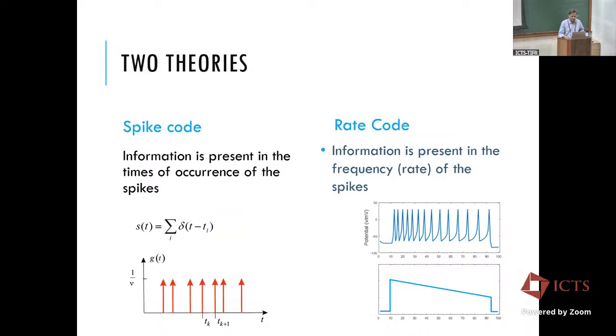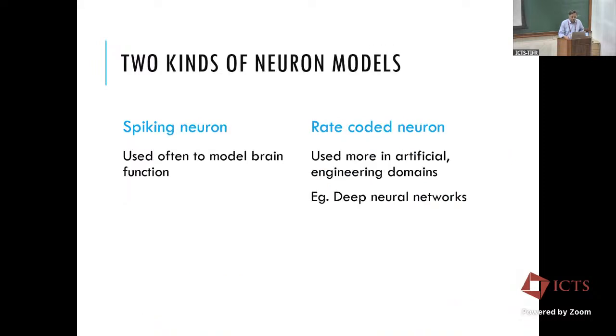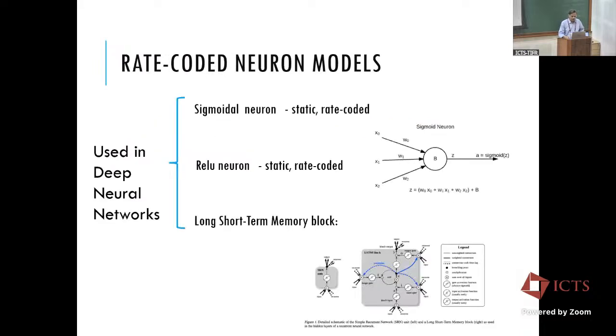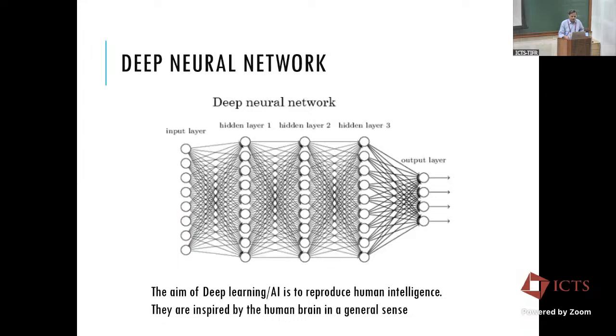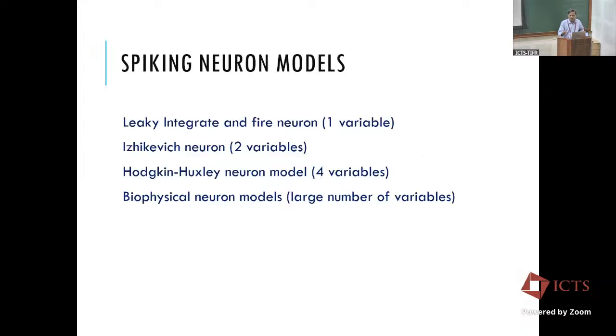So in spike code, basically the idea is that since the action potential shape is pretty much standard, only the spike time is important. Whereas in the rate code, people say that if you just take the local frequency, that's enough. And so based on these two approaches to understand neural code, you have two different kinds of neuron models, a rate-coded neuron, spike neuron model. Rate-coded neurons have become quite popular in the AI community, just basically neural networks community, and you have sigmoidal, ReLU, and LSTM type of neuron models. And using that, you can construct large networks, very powerful. And we know how the AI revolution is panning out today.